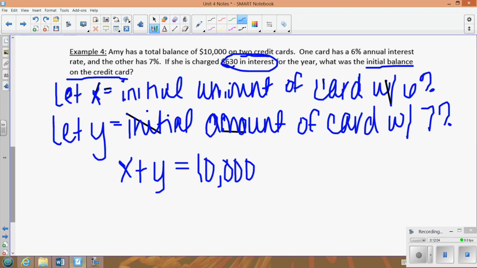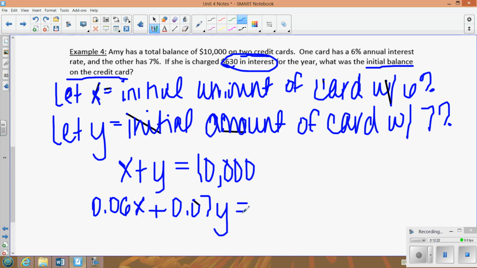So that means 6% of however much is on the first card. So 6% as a decimal is 0.06 times the amount on the first card plus 7% of the second card has to equal $630. It has to equal the interest. So you're finding the interest on each individual card to get the total interest. So then this would be your system.